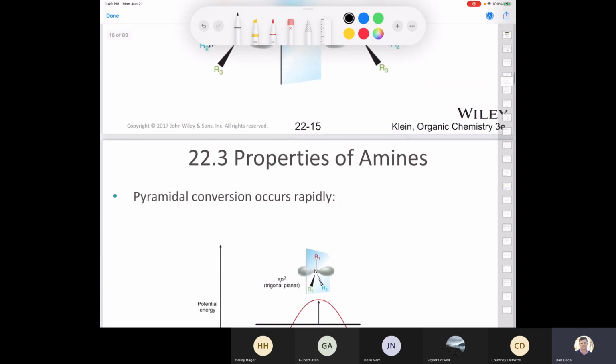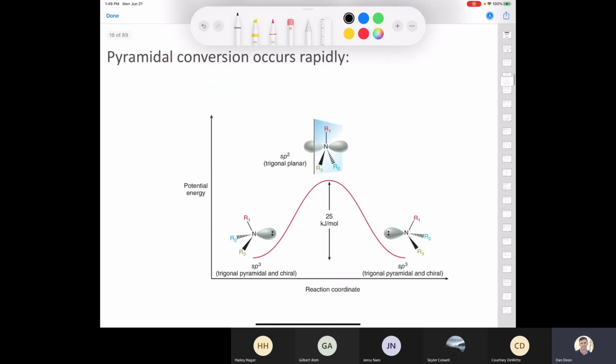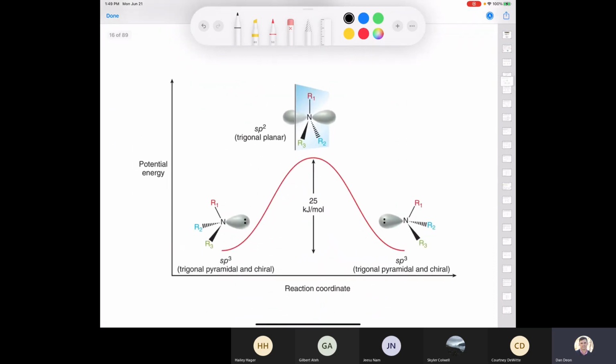And the reason why is because the inversion between the 2 trigonal pyramidal forms just happens so quickly. The barrier for inversion here is only 25 kilojoules per mole, which actually isn't even all that much. And so you're going to have a 50-50 mixture of these 2 trigonal pyramids that are rapidly interconverting, I should say. And so essentially it takes away the chirality of the molecule.